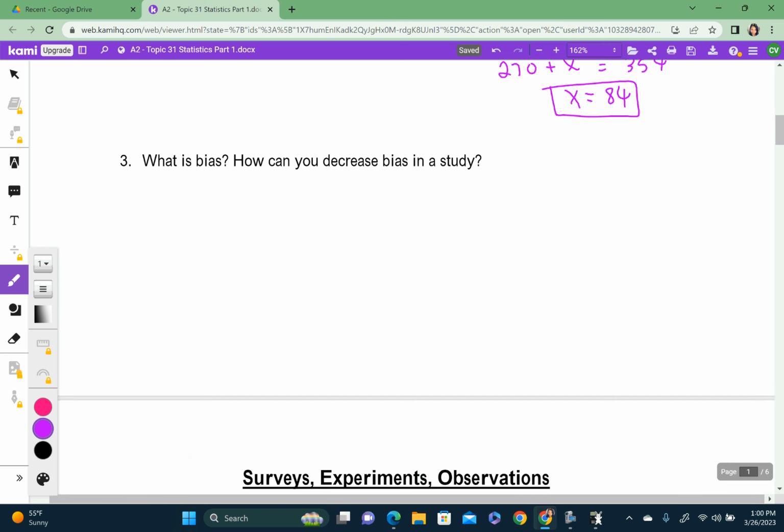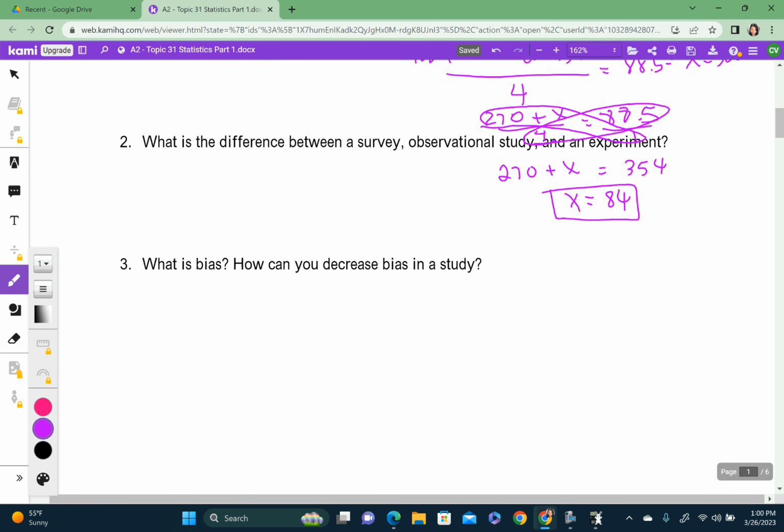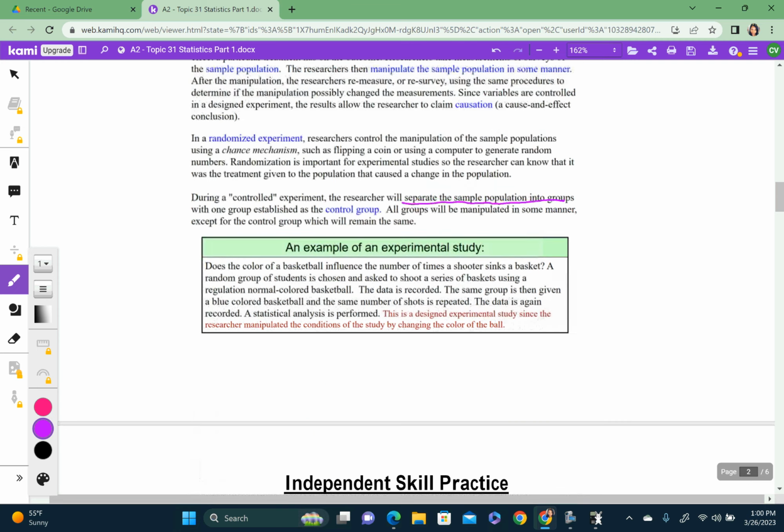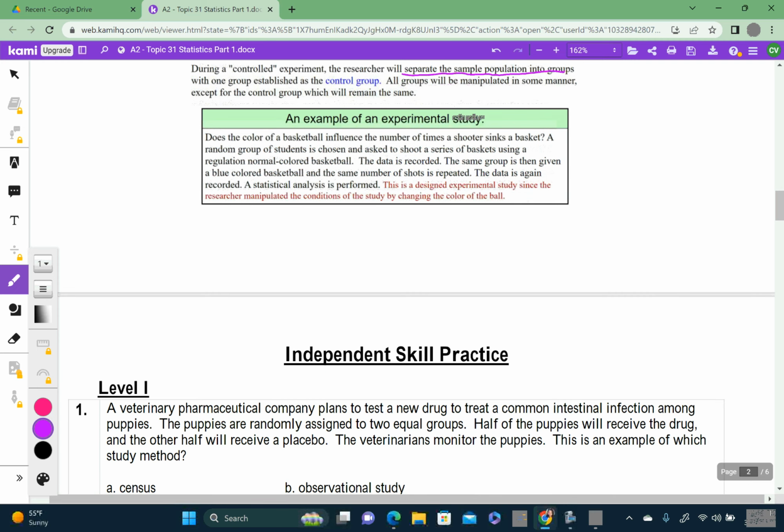Okay. All right. So now the last one is, what is bias? How do you decrease bias in a study? I'm going to leave this up to you to go ahead and answer what is bias. I think we all have heard that word before. And how can you decrease bias in a study? The more random the sample is when you're doing a study, the less bias there is. So the more random a study is, the less bias there is in the study. You should definitely know that. And like I said, this goes into a little bit more detail about the differences between the three.